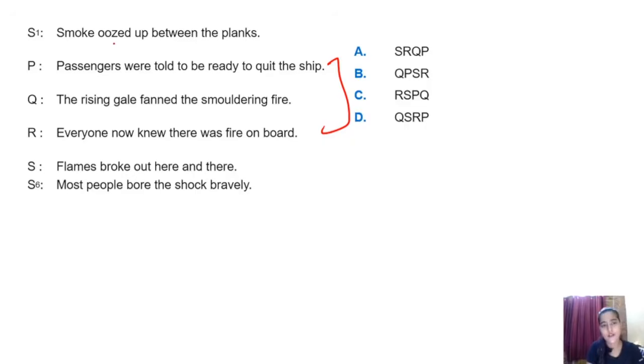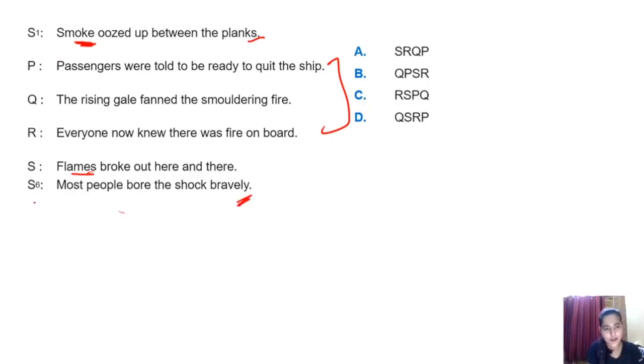So here we have: smoke oozed up between the planks. As of now, we are talking about the smoke. Try to find the statement which is somewhat related to the smoke. You can see we have: flames broke out here and there. As smoke oozed up, obviously flames broke out here and there.